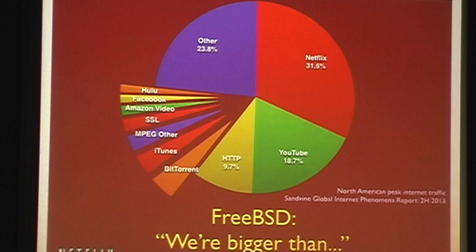This chart from Sandvine Communications for the second half of 2013 shows that the Netflix traffic makes up over 30% of the downstream North American traffic at peak. It's a huge, huge number. And over 90% of traffic comes from our servers that run FreeBSD.